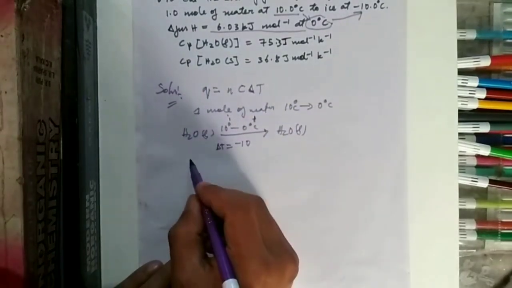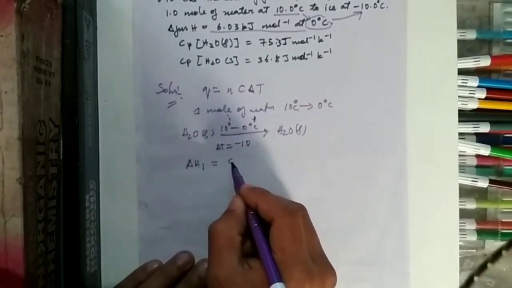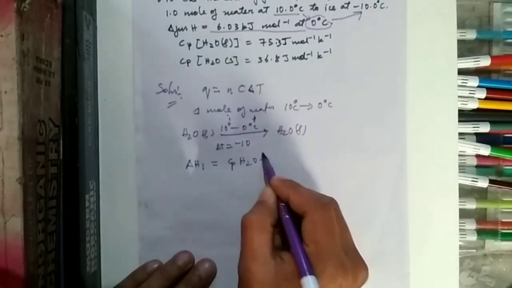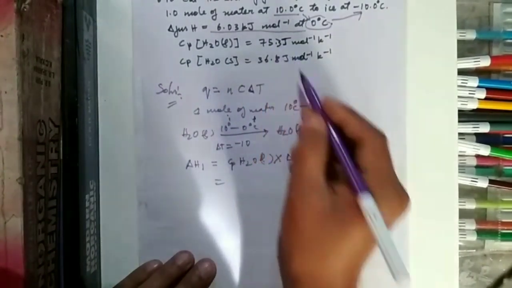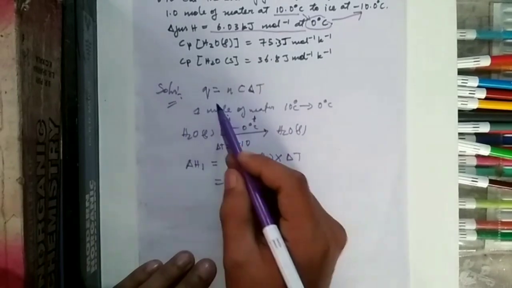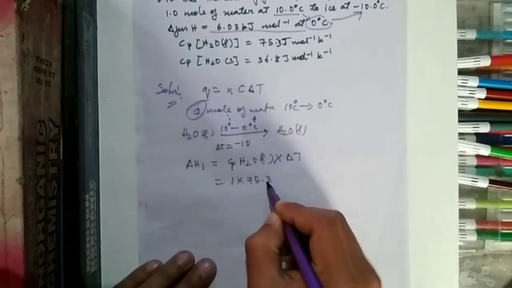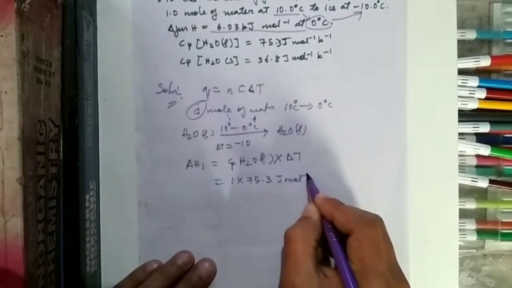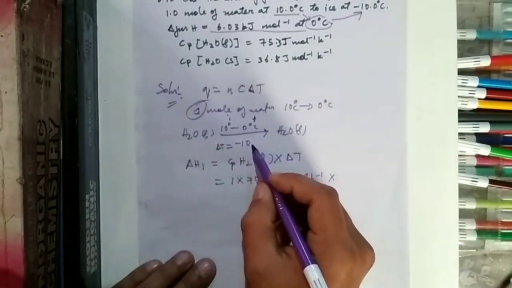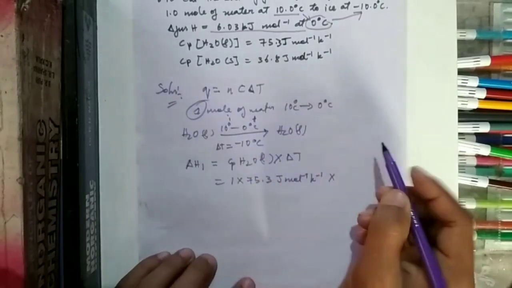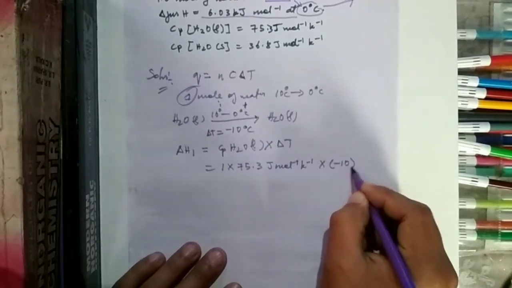Let's take delta H1 for the first case. It is Cp of H2O liquid into delta T. This value is given here. Since it is only 1 mole, we just write 1 into 75.3 joule per mole per Kelvin, into the change in temperature, minus 10 degrees Celsius. Instead of minus 10 degrees Celsius, we are just going to write minus 10 Kelvin.